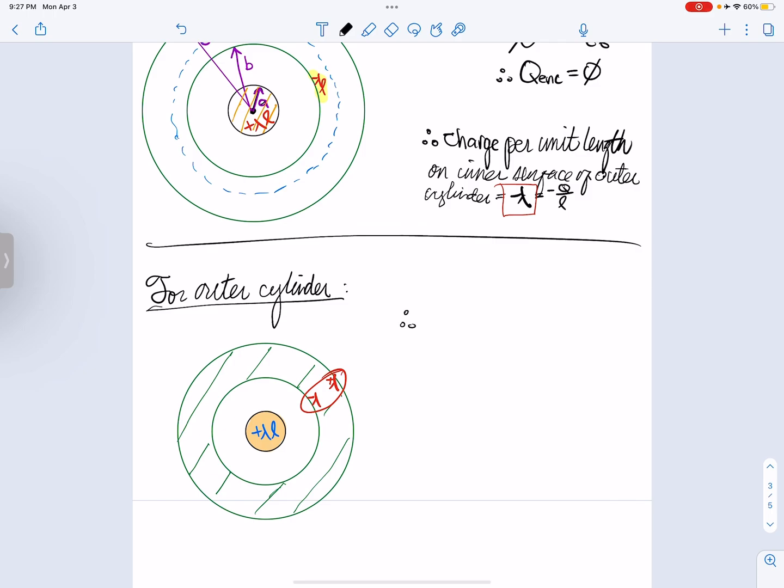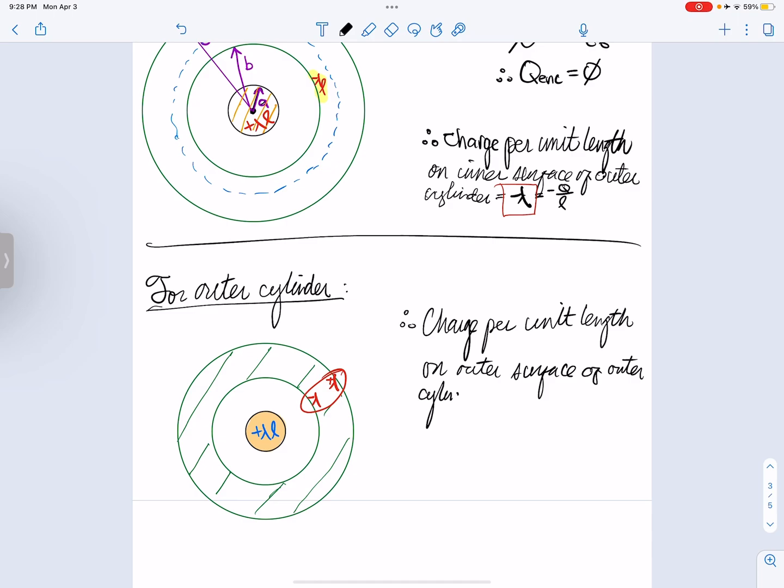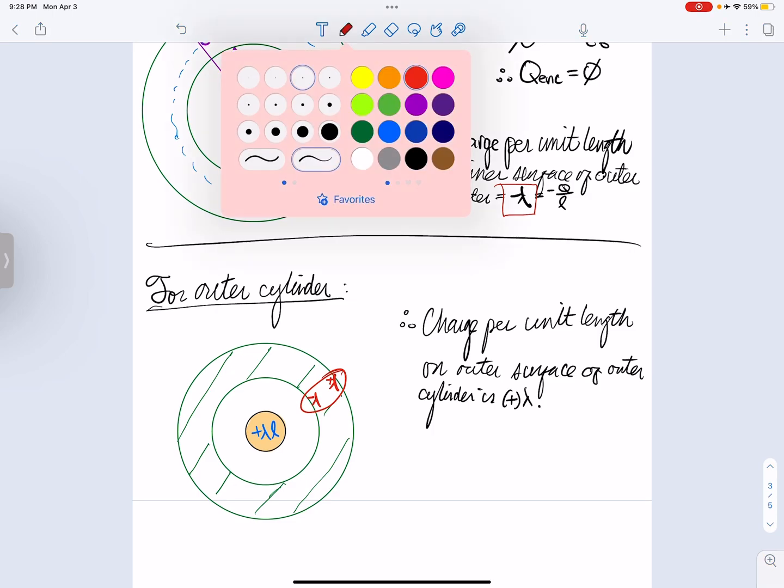So therefore, the charge per unit length on the outer surface of the outer cylinder is positive lambda. Okay, that's our final answer.